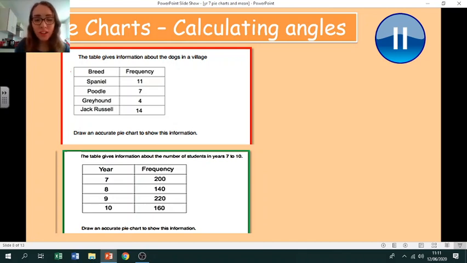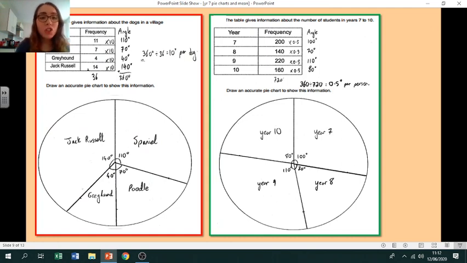Okay, so well done for having a go at that. Let's see how you got on. So that first one, you should have noticed that the number of people that answered for those dog breeds added up to 36. So you needed to times every frequency by 10. Okay, so they're the angles you should have gotten, and it also shows you what it would look like if you drew it.